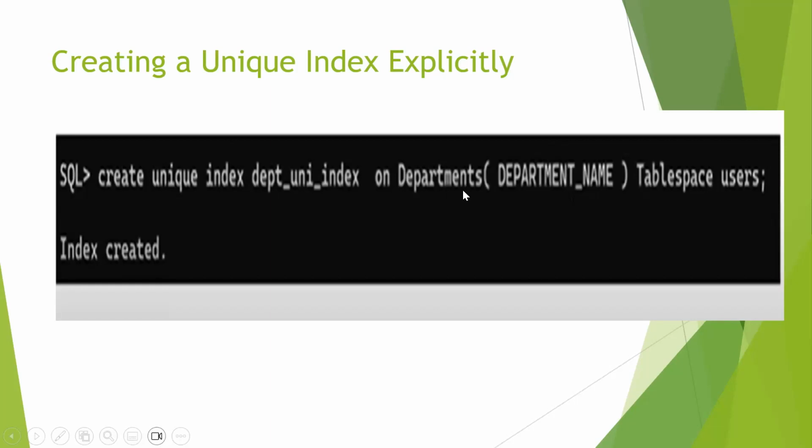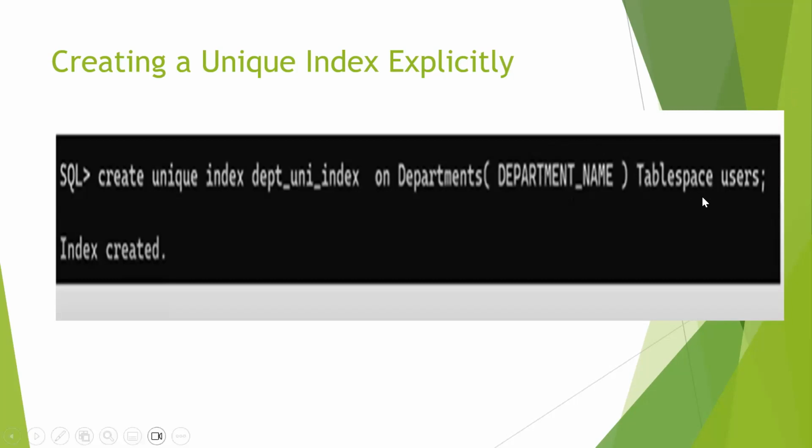Okay, now ON departments, and in the parentheses we have department_name. So this part specifies that the index will be created on the department_name column of the departments table. Since we are creating a unique index, it makes sure that each value in the indexed column must be unique, meaning there should not be any duplicate values for department name in the departments table.